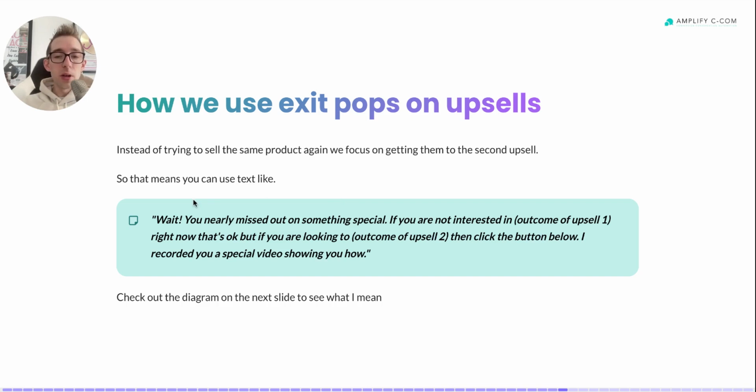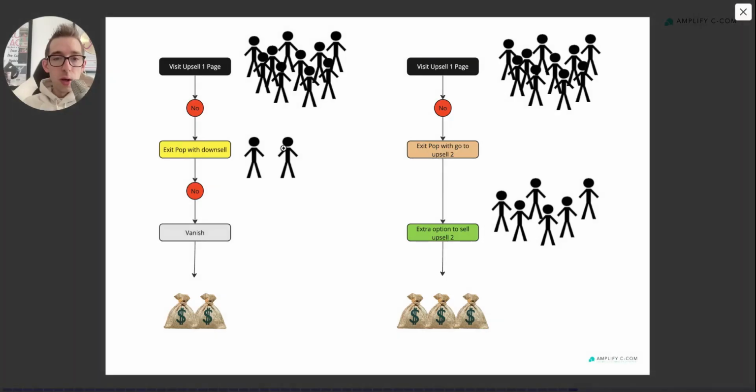Now, the only time you're going to use this exit pop is when they scroll up and are trying to leave the page, right? And the mouse starts hovering over that URL bar, because then you've lost them. So you stop losing them by putting this in place. Check out the diagram on the next slide to see what I mean, right? This is the consumption exit pop.